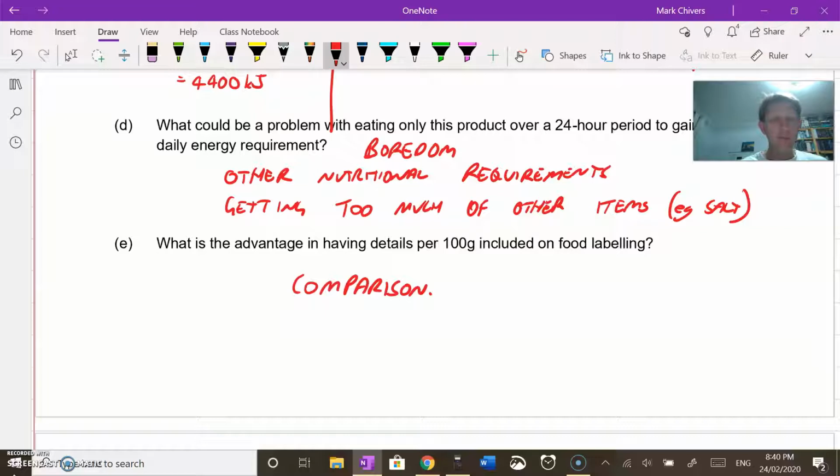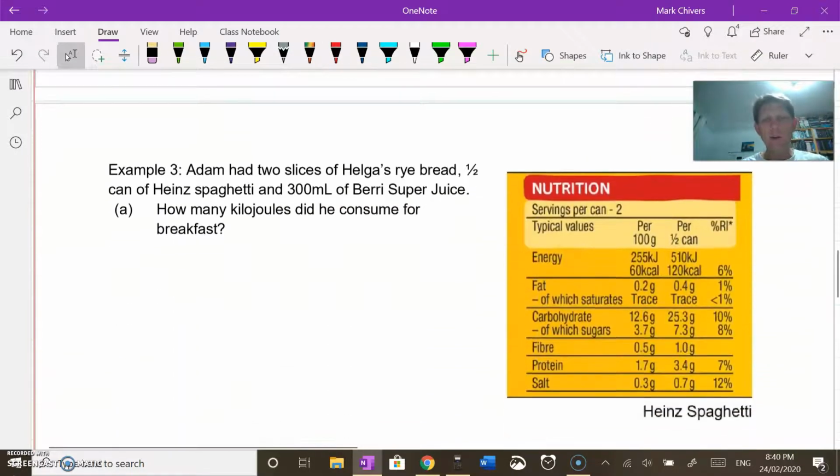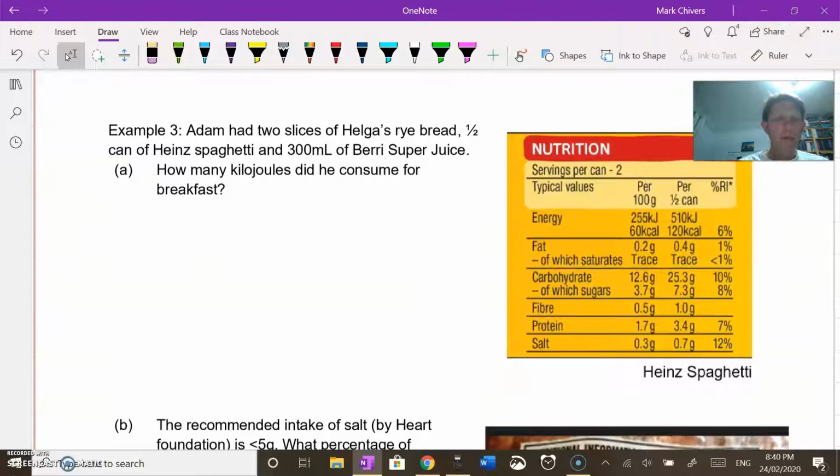Which food is the best for certain nutritional information. So I can compare having toast with some Vegemite on it to having a bowl of cereal. I can compare things that aren't necessarily the same as long as I'm working on the per 100 grams. That was a bit confusing there.